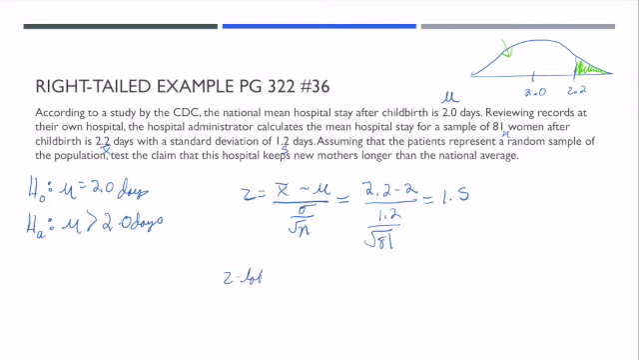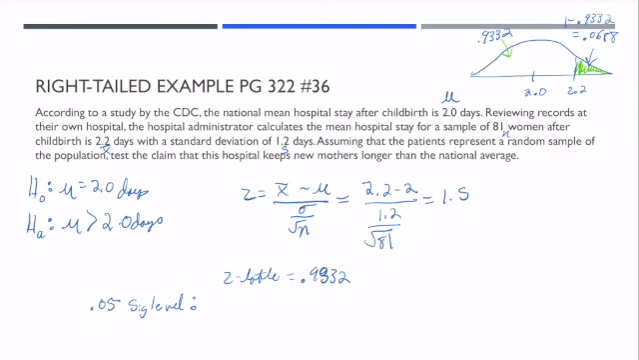If I look up 1.5 in a z-table, it has an area of 0.9332. So that's my area over here. In order to find the green area that I really want to find, I'm going to take 1 minus 0.9332, and I get 0.0688. So let's take a look. Do I reject this at the 0.05 significance level?